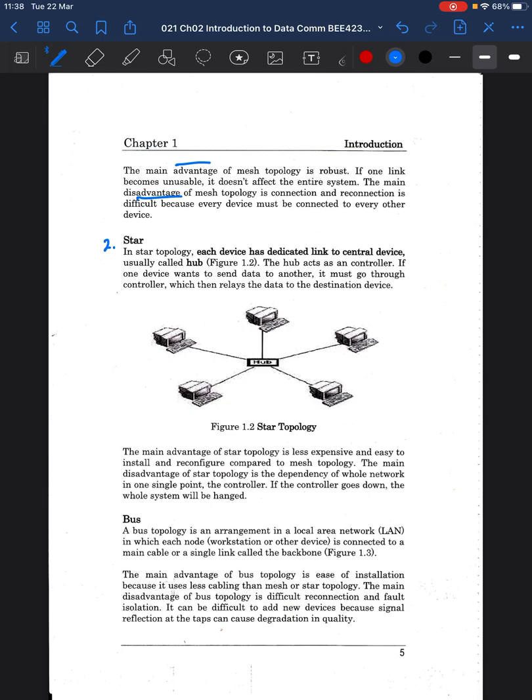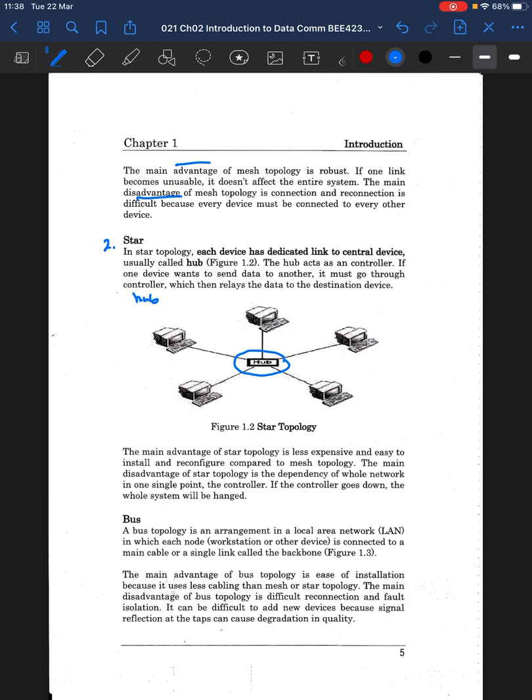In star topology, each device has a dedicated link to a central device, usually known as the hub. This is the hub, this is called the central device. The hub acts as a controller. If one device wants to send data to another, it must go through the controller, or the hub, or known as the central device, which then relays the data to the destination device.